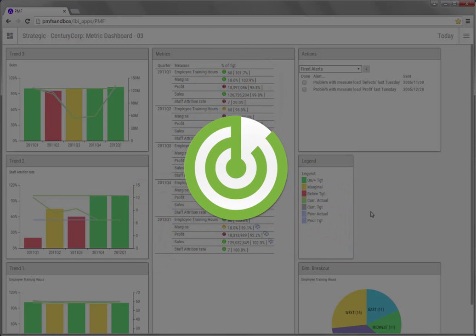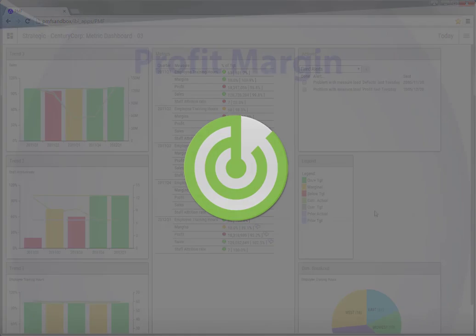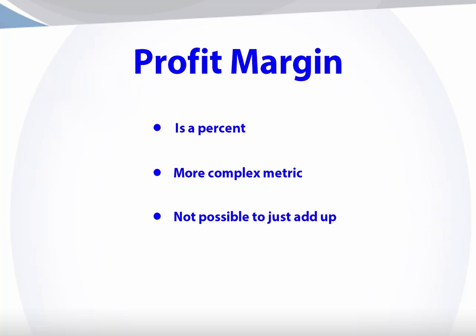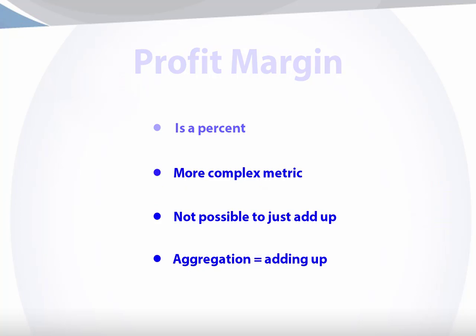When considering how to design a metric, you will often need to have KPIs that represent percents or ratios. For example, you might have a metric that displays a profit margin. If you have ever tried to add up percents or ratios, you might have noticed that it is not possible to accurately add up percent or other ratio type metrics through simple addition. That's because adding up or aggregating percents or ratios is not as simple as aggregating simpler numbers.